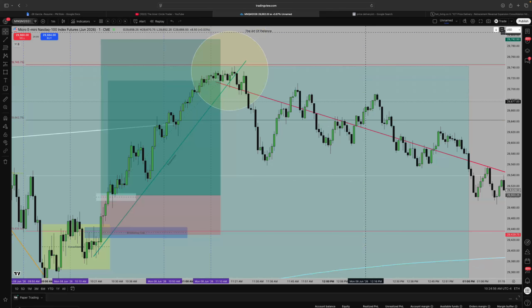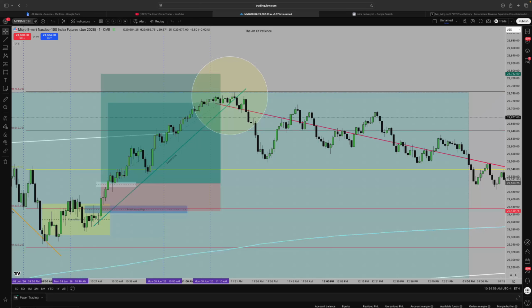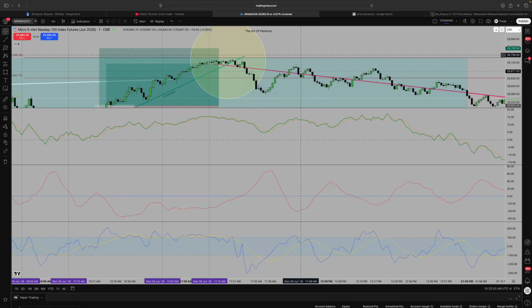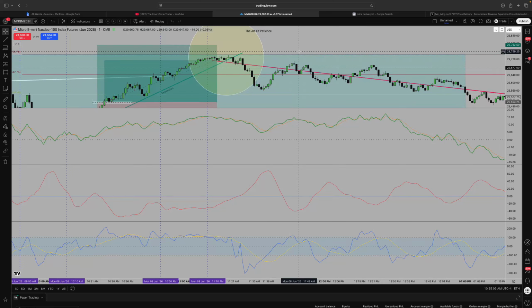Now, there's also, let's see, what in the world? Why did the charts turn pink, bro? I don't know what happened. Okay, I have to refresh this. I don't know why they turned pink.